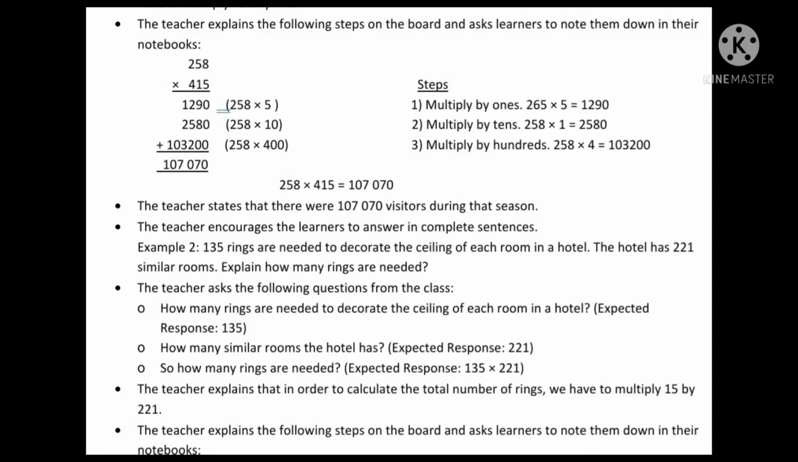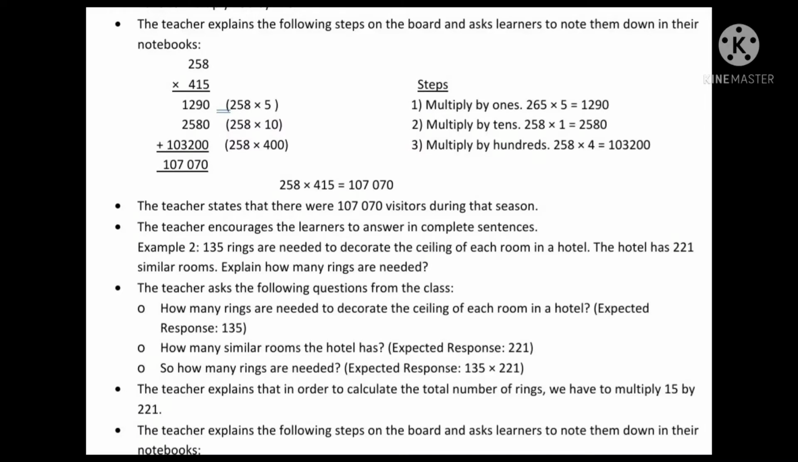Okay, so this is how this step of multiplications are performed. Then finally the teacher states that there were 107070, that is 1,07,070 visitors during that season. Teacher encourages the students to always answer in complete sentences.